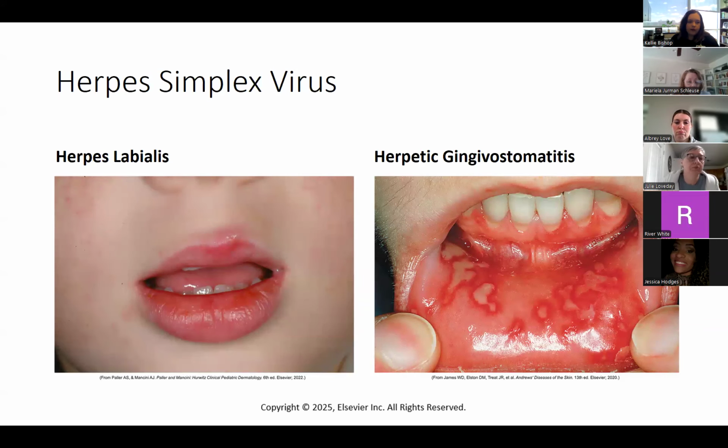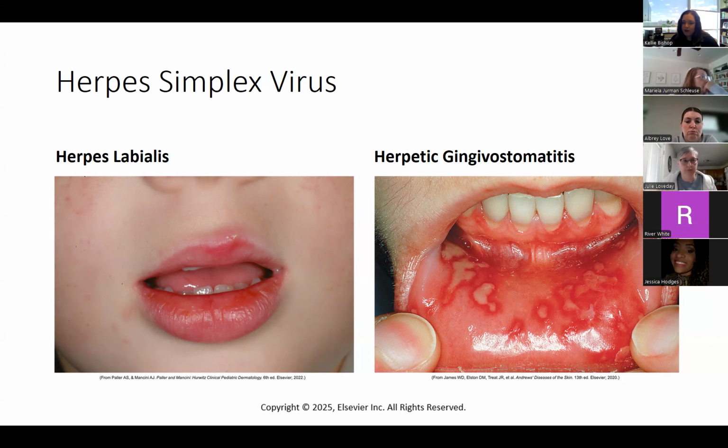So herpes labialis is the one on the left. That's a classic cold sore. And then herpetic gingivostomatitis is on the right. It's really painful, the gingivostomatitis. With herpes labialis, they'll say it's tingling or stinging, especially before the lesion pops up. They'll have itching around their mouth and tingling, and then they'll wake up with a cold sore.